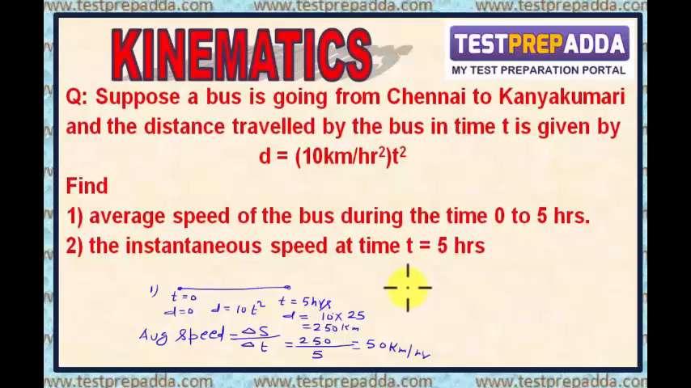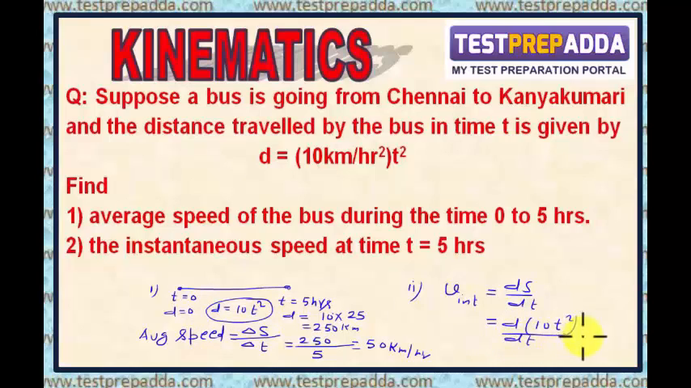Now, second part. We know the instantaneous speed as ds by dt. Okay, now substitute this s here. This relation is given, 10 t square. Now differentiate, you'll get this as 20 t.